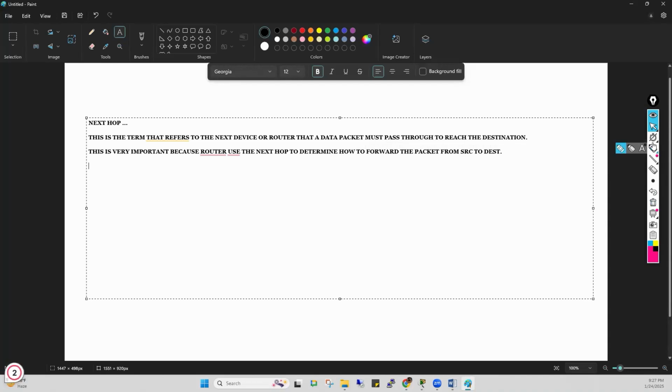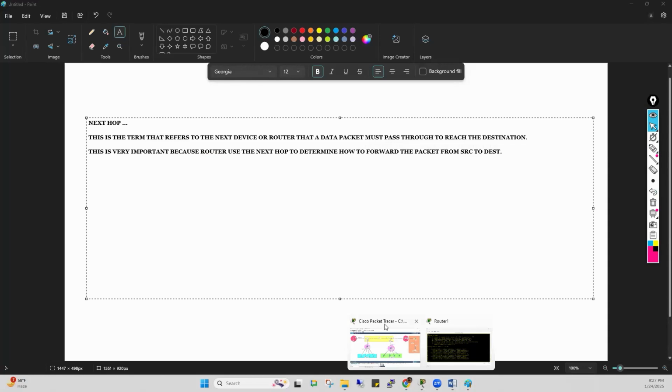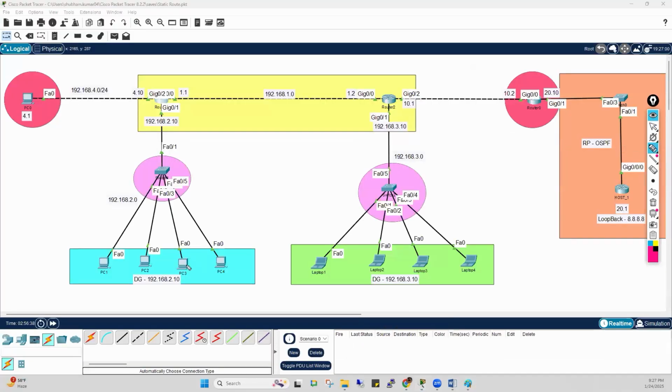For example, see here, I'm just giving you the best example. In this topology, this is PC number one. Here you are using the IP address 192.168.1.1. Clear? And on this laptop, you are using 192.168.3.1. Here you write the command ping 192.168.3.1. It means you are pinging from here to here.